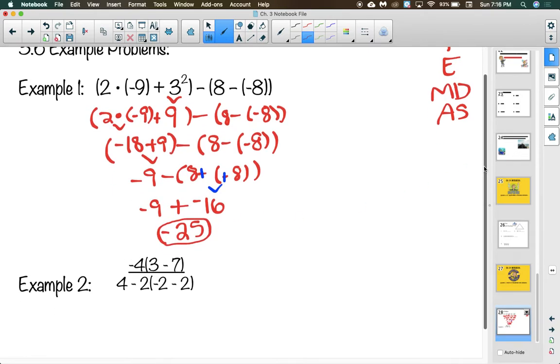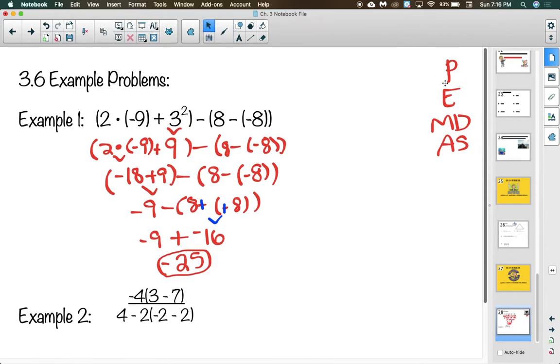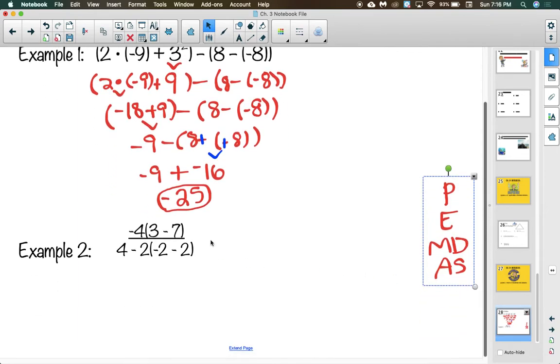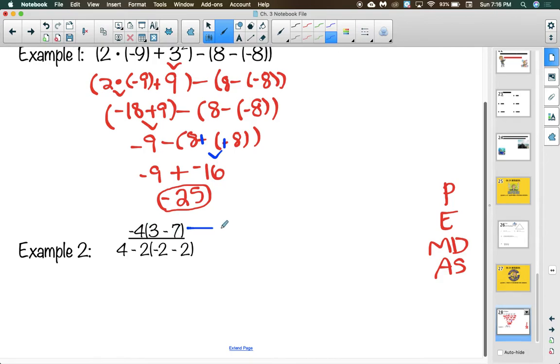Okay, one more. I'm going to bring this down just to remind me with number 2. Number 2, I've got grouping symbols in that I have some parentheses here, but I also have this fraction bar, so it groups my problem into a numerator and a denominator. So I'm going to start with the numerator, negative 4 times the quantity 3 minus 7. And within my group, I have another group, this parenthesis set right here, 3 minus 7.